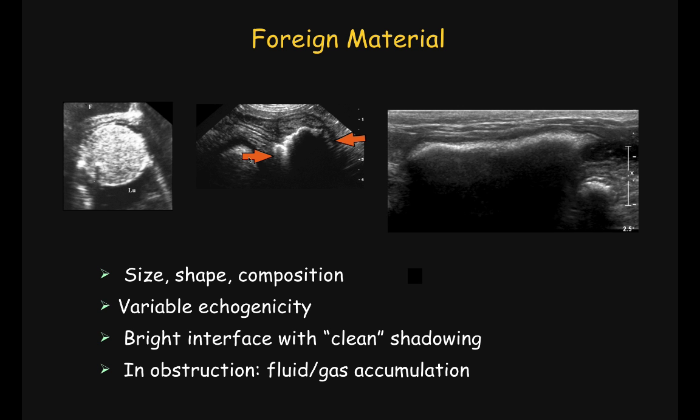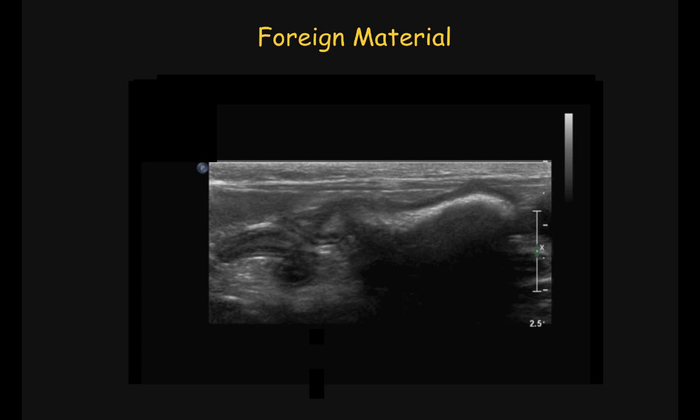In this last example, the foreign body has a long linear interface, and there is also fluid accumulation oral to the foreign material. The fluid distended loop supports an obstruction, and in this case, surgery is recommended to release the obstruction. Let's review the video of the last foreign body we discussed.